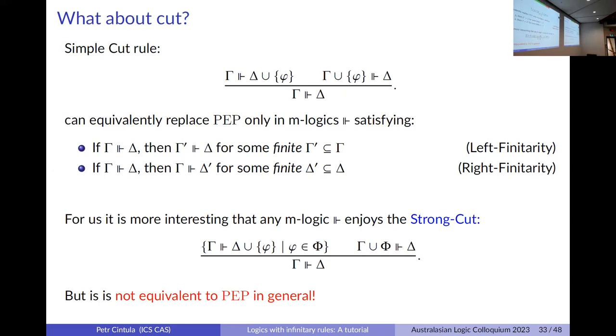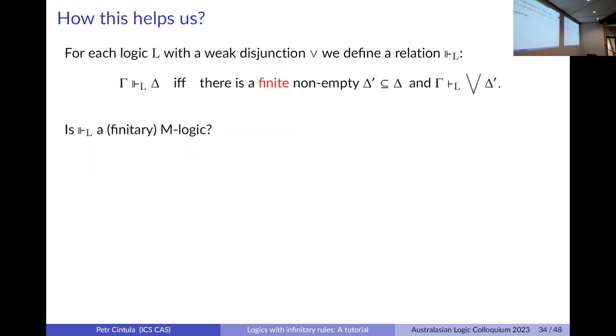I think in Mike's book there will be a counterexample. I'm not certain, but you can find a counterexample. We will see in our setting, it actually is different, but in the general setting, it's different. It's a different setting, so they are different notions. How does it help us? So how does this multi-conclusion stuff help us?